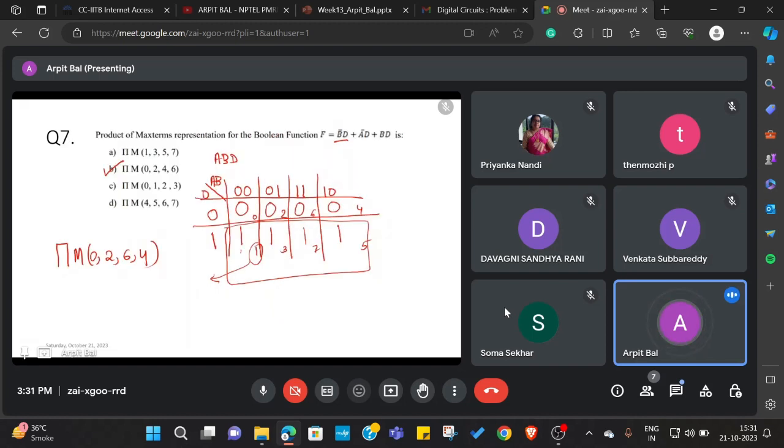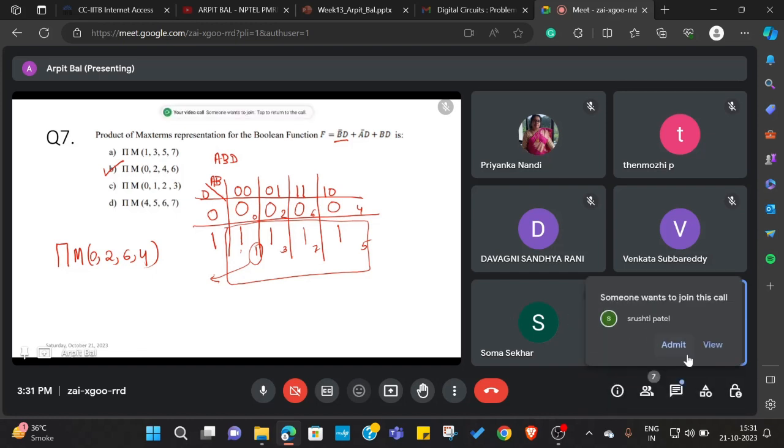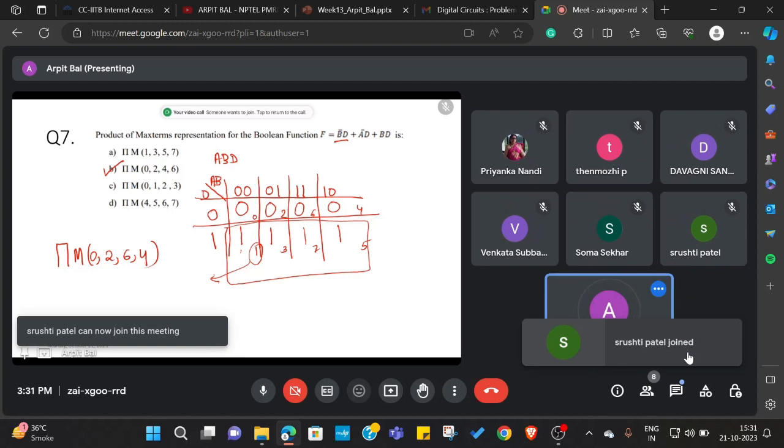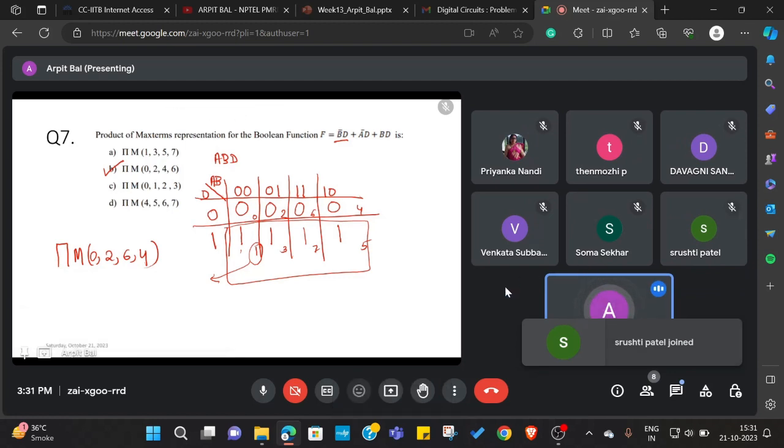Okay, so the next question is related to the product of max terms representation. A Boolean function can be represented in 2 ways: min term and max term. In this particular question, we have to represent it in max terms.